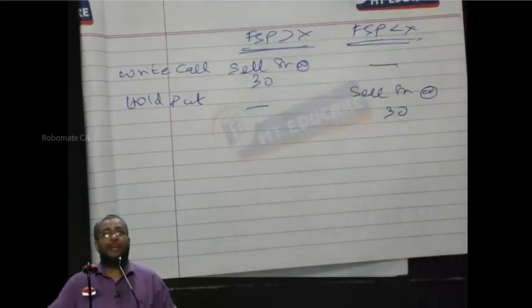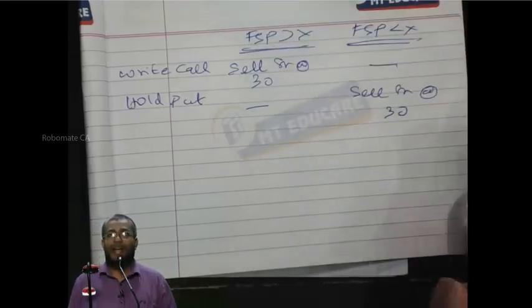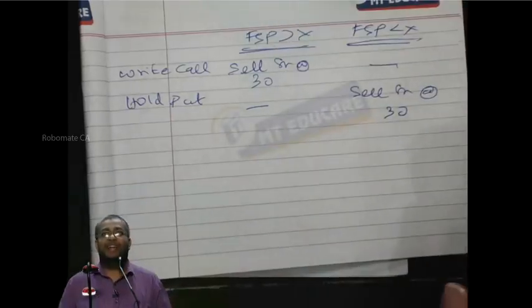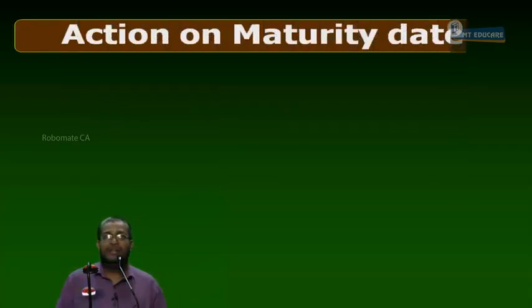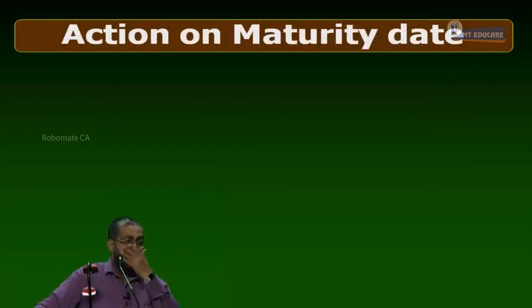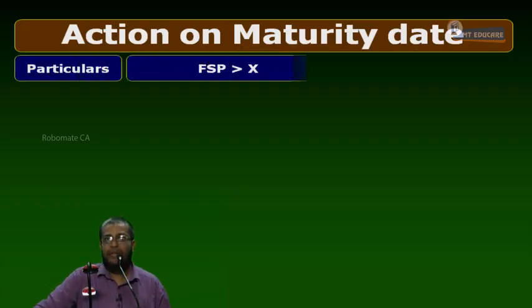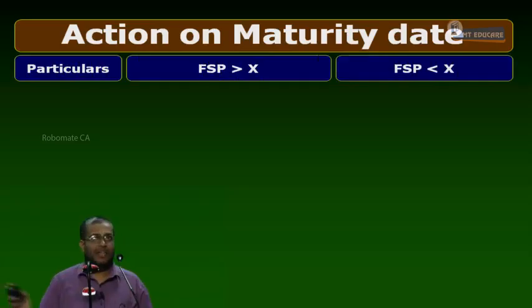Now, let's do it together. Write down. Step 7, 8, 9. Step number 9: Action on maturity date. Two situations. Particulars: FSP more than X, FSP less than X.